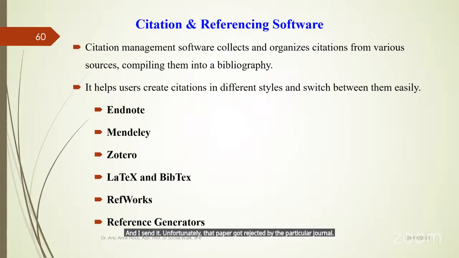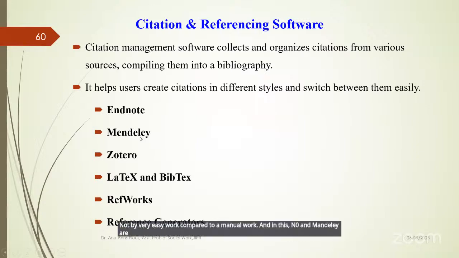Then I had to look for another journal, and I found another good journal, but that journal follows a different style of writing. Then I would have to do everything manually. Instead, if I'm using software like EndNote, Mendeley, Zotero, LaTeX, BibTeX, RefWorks, or reference generators, these are the tools we can depend on for citation and referencing. We can easily switch from one citation style to another without any heavy task. We have to do some minimal work there, but it is not nearly as hard as manual work. In this, EndNote and Mendeley are paid software.